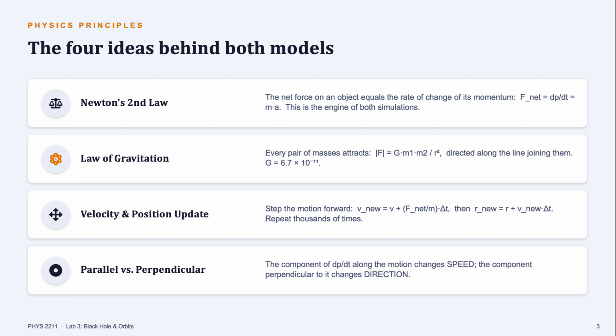Four ideas are used in these labs. Newton's second law, which means net force equals the rate of change of momentum. The law of gravitation, which is G times both masses over distance squared. The velocity and position update formulas, which step the motion forward. And the fact that the component of dp/dt parallel to motion changes the speed, while the perpendicular part changes direction.